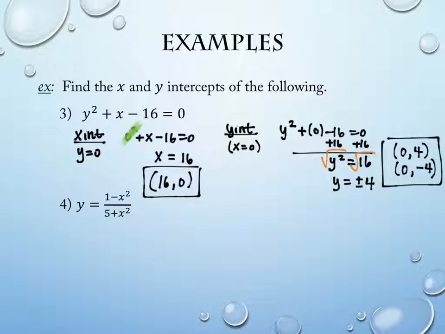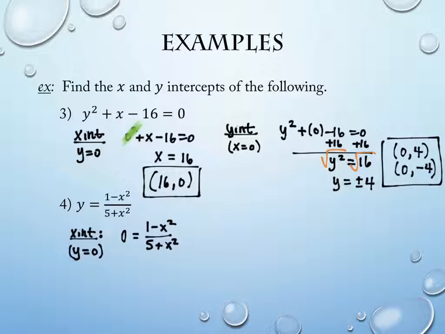How about number 4? Okay, so we'll find our x-intercepts. X-intercept is the easy one to do on this one, always, for an equation like this. I said it backwards. The y-intercept's the easy one to do. The x-intercept's the hard one to do on these. So here's 0 equals 1 minus x squared over 5 plus x squared. Now, if you can eyeball that example as an answer, you're doing really good.